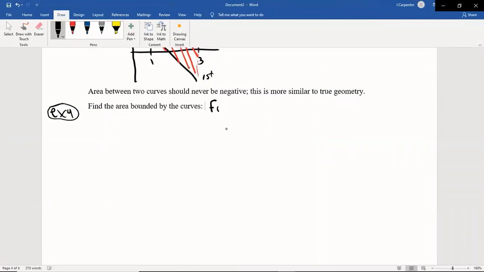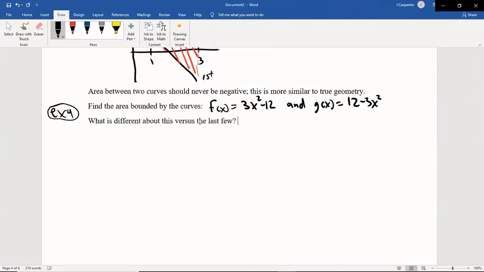So let's go. f of x is equal to 3x squared minus 12, and g of x equals 12 minus 3x squared. That is the whole problem. I did not forget to write anything. What is different about this versus the last few? I'll give you a second to catch up and write.